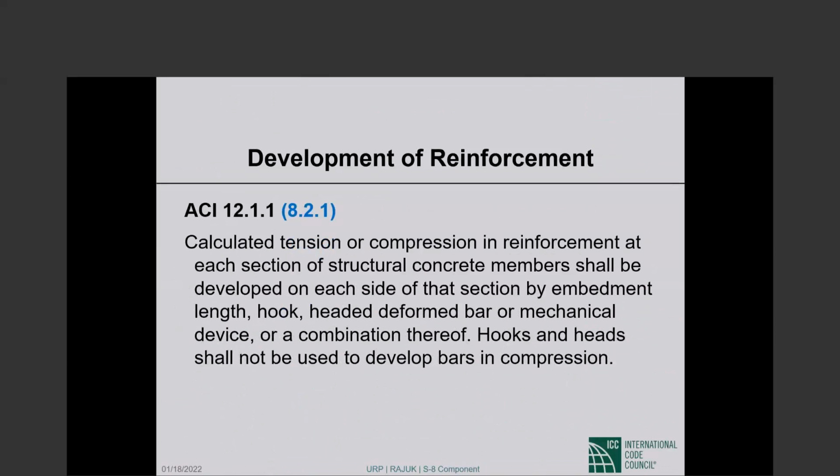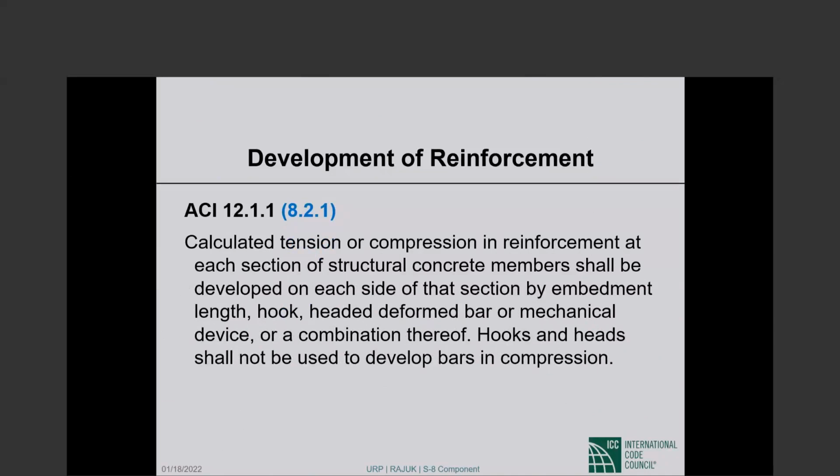So with those basics in mind, we now go into ACI 318 and BNBC 2020. There are a lot of details, as I said in the beginning. Let us wade in and see what we can learn.